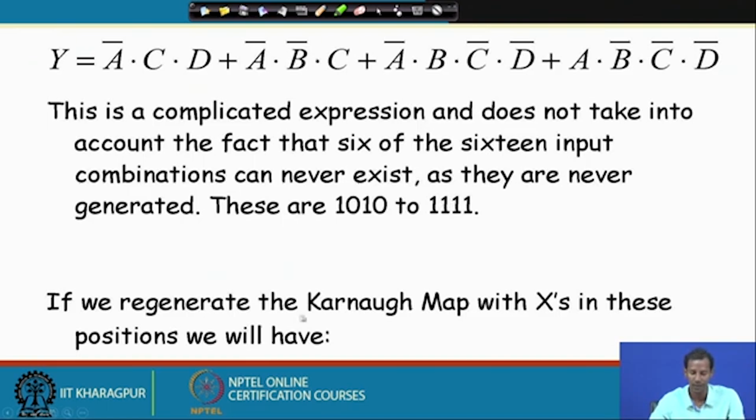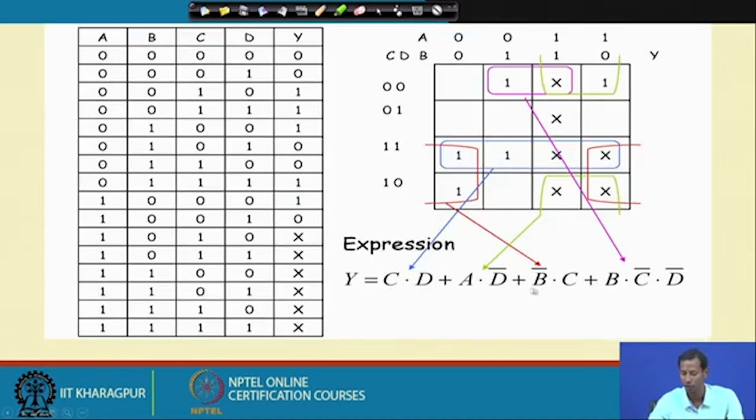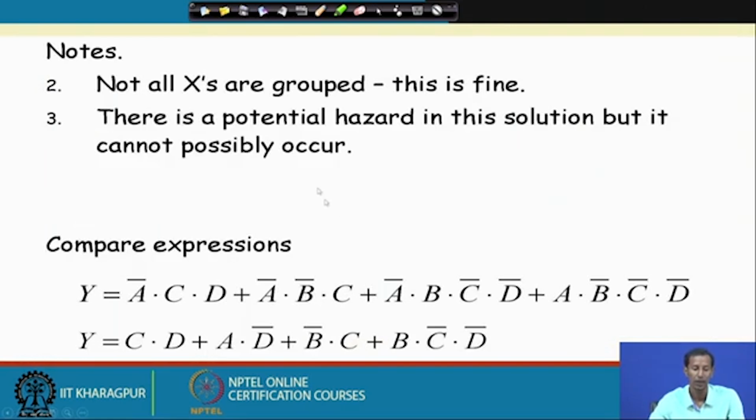Okay. So, if we regenerate the Karnaugh map, and we do not care about these positions, that means for this don't care position, if I do not fill it, at that time the expression will be something like this. Okay. And from here you just note that not all 1s are grouped, this is fine, but there is a potential hazard in the solution, but it cannot possibly occur.